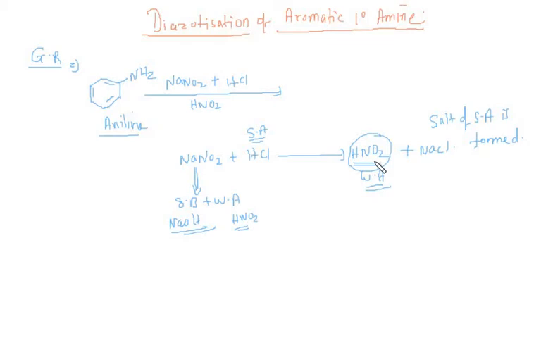Now a student asks a question: why not take nitrous acid directly? Let me tell you very frankly, nitrous acid is not that stable, so we have to prepare it in situ, whenever the situation demands. This is the purpose of taking NaNO2 and HCl. When you treat this, you will get a diazonium salt. The structure is somewhat like this.